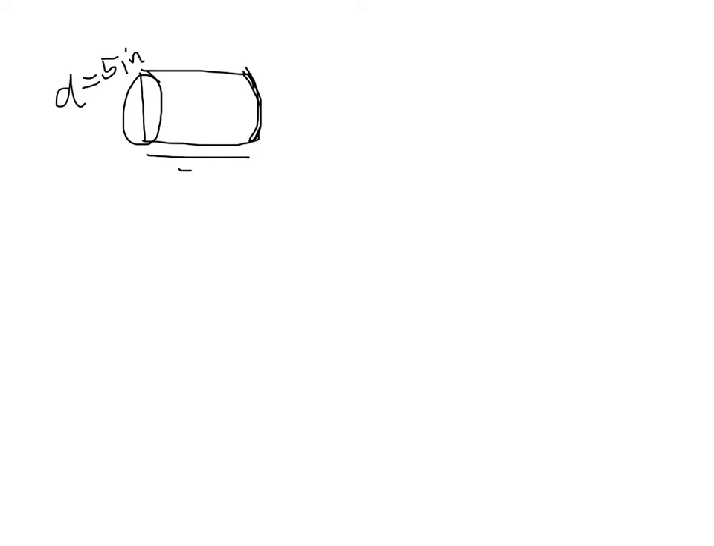You need to be aware sometimes the cylinder could be on its side, like a pipe on its side. Sorry, my drawing is not so great, but I think you get the idea. This time, let's say it has a diameter of 5 inches and a height of 7.